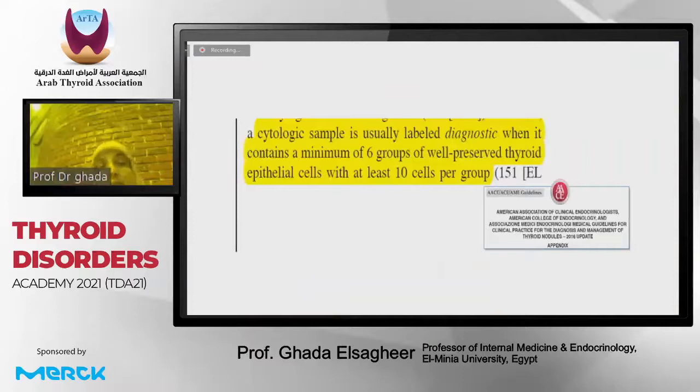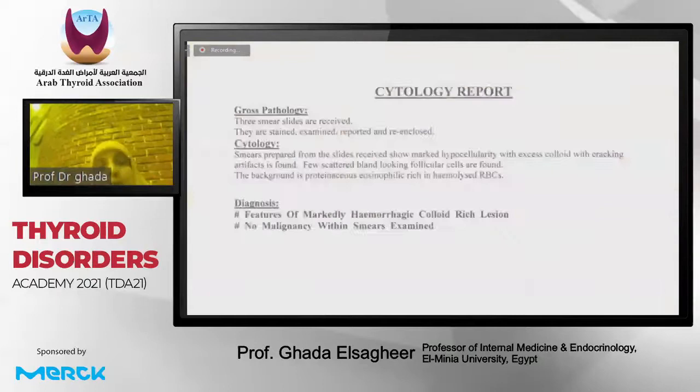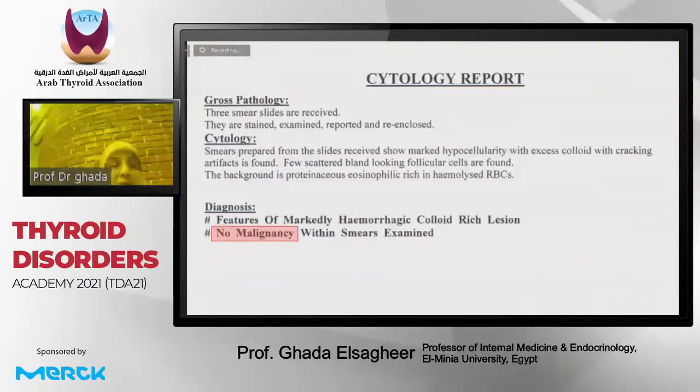The gold standard for diagnosis, cytological diagnosis, is the fine needle aspiration biopsy, ultrasound guided fine needle aspiration biopsy. But a cytologic sample is usually labeled diagnostic when it contains a minimum of 6 groups of well-preserved thyroid epithelial cells with at least 10 cells per group. This is sufficient for examination. We can look at this cytology report. The diagnosis is no malignancy.